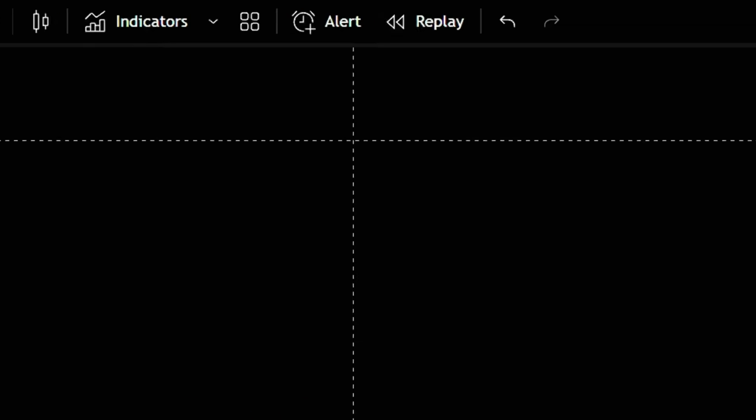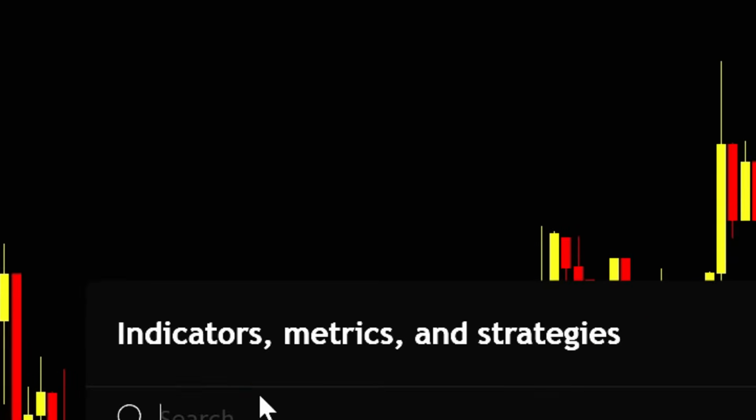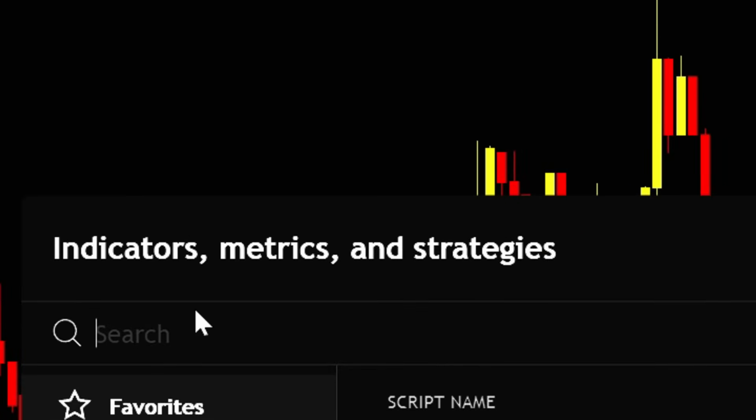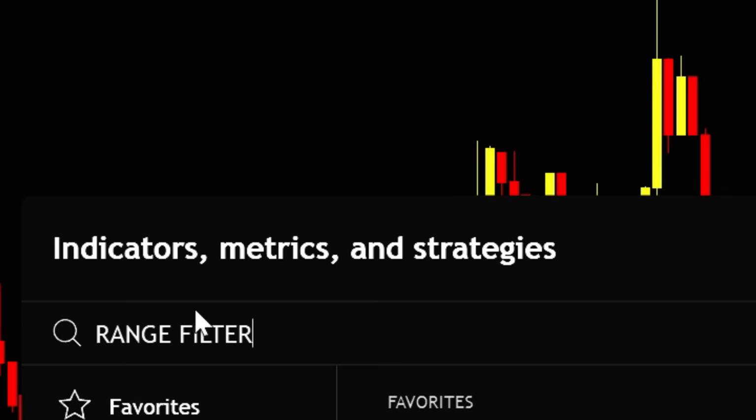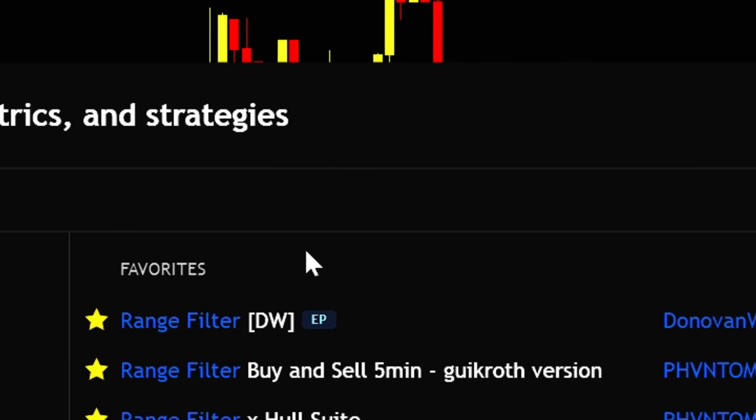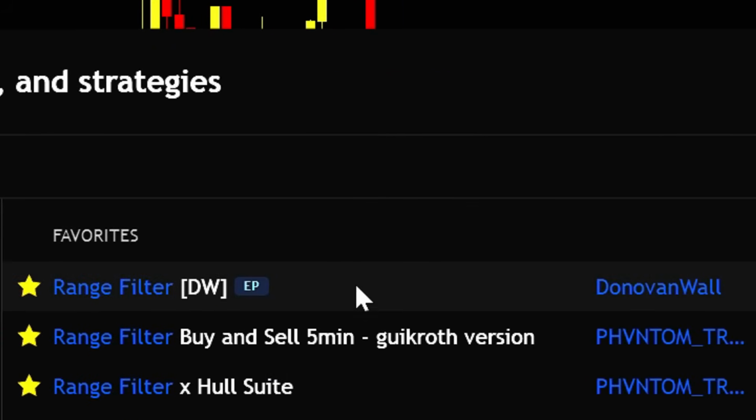Cool. Now look at the top of your screen for where it says indicators. Give that a click and a little window is gonna pop up. In the search bar, just start typing range filter. You'll see it pop right up. It's even got an indicators pick tag, so you know it's legit. Go ahead and click it to add it to your chart.